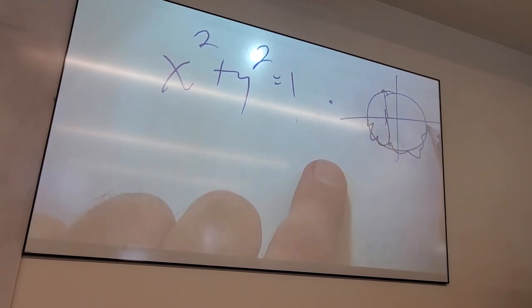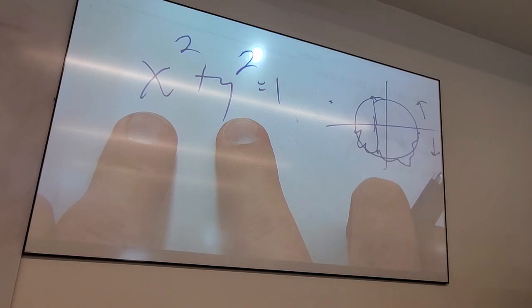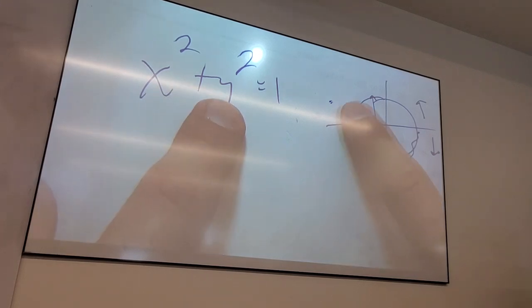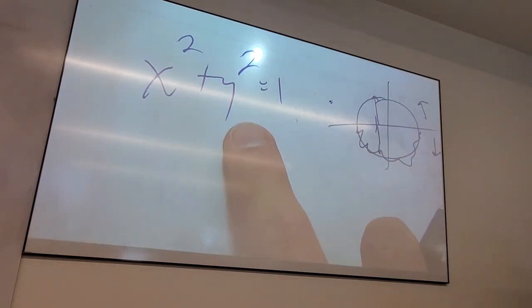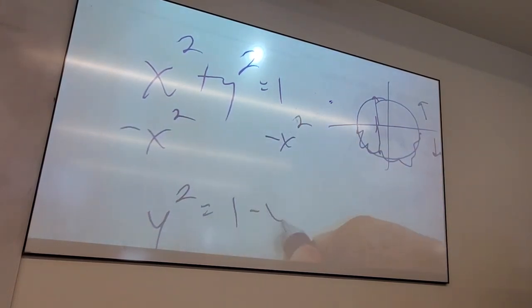Well, can anyone tell me what's true about y down here? It's negative. What's true about y up here? Positive. So if I solve this for y, I can pick the positive part, because that'll be the top half of the circle. You see that? If y is positive up here, negative down here, what do you get when you solve this for y? Y equals square root of negative x squared plus 1 squared.